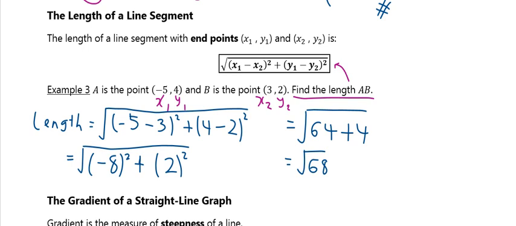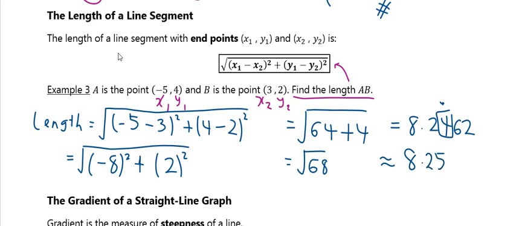8 under the square root. So when you use your calculator, you will have something like 8.2462 and so on, but then you have to round off to three significant figures. So basically your answer will be 8.25. And for any length regarding coordinate geometry, you just have to use units as your length. So 8.25 units, correct to three significant figures.